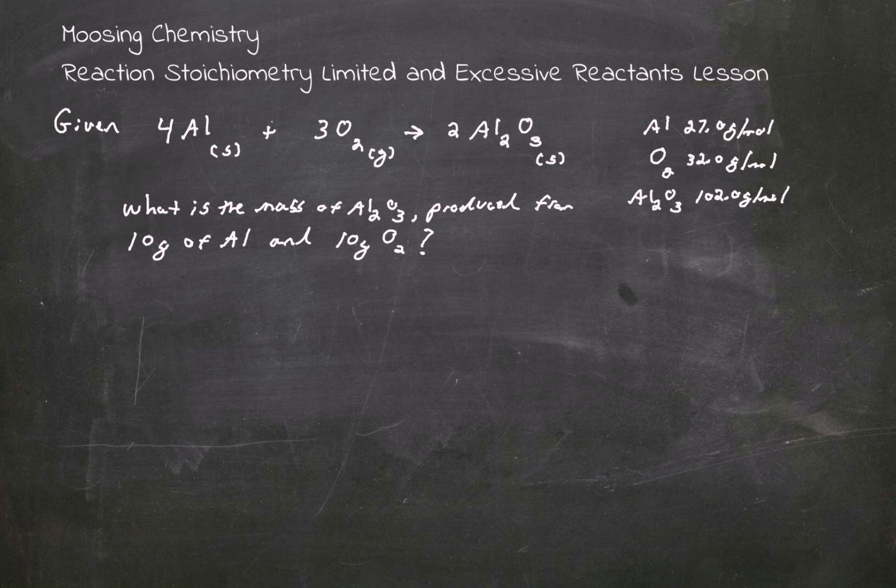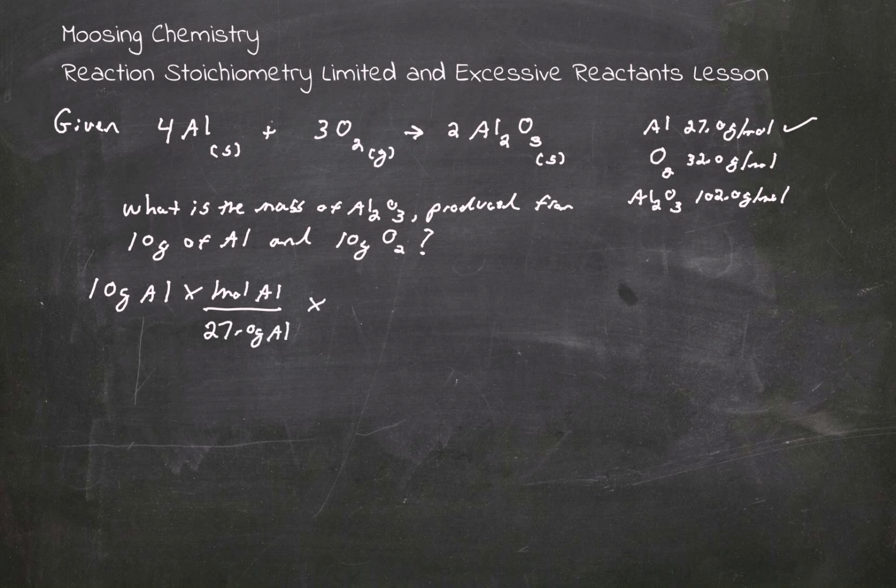All right, so let's go ahead and set this up. We could do mole ratios to figure out which is the limiting and excess reactant, but we could also just take these two masses, this mass and this mass, and determine the limiting and excess reactant that way also. So what we're going to do is take 10 grams of aluminum times 1 mole of aluminum divided by the molar mass, which we have right here, which is 27.0 grams of aluminum.